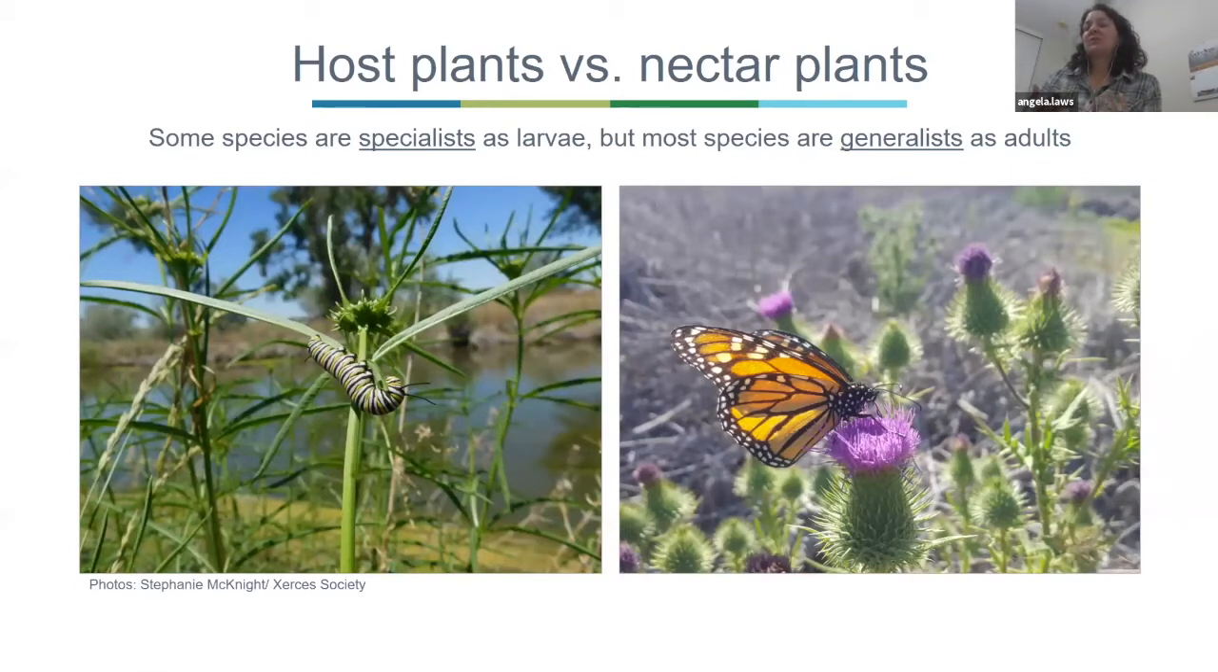Most butterflies will drink nectar from a variety of plants. A good example of that is the monarch butterfly. So here's a monarch caterpillar feeding on milkweed. That's the host plant for monarchs. And as adults, they'll feed on a variety of plants. And thistles are actually excellent pollinator plants.